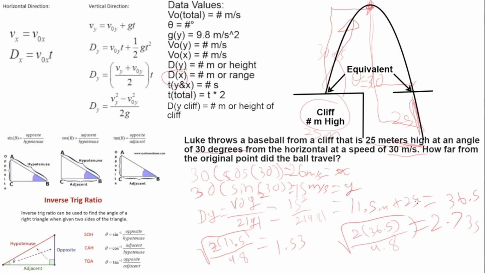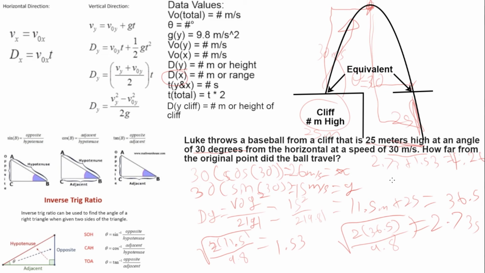Now all we have to do is add these two values together, and then we can solve for d of x, because we're looking for the total time. There's probably an easier way: you could solve for this and double the time, find the total, and then solve for the 25 meters and get the same thing. But all we have to do is combine. 2.73 plus 1.53 is equal to 4.26 seconds, or just about.